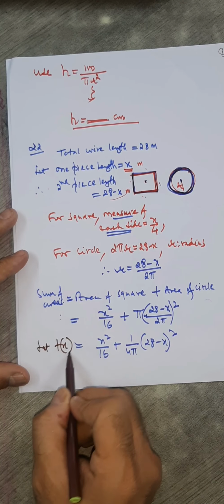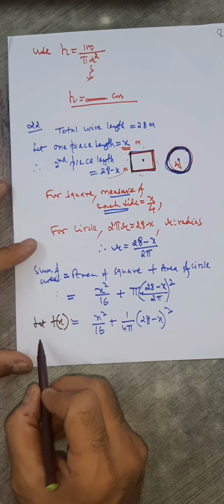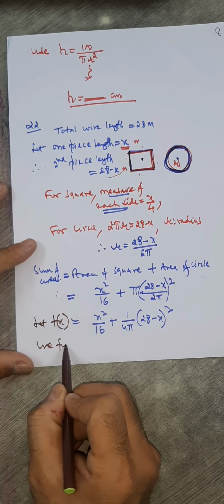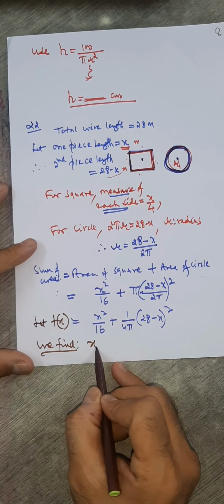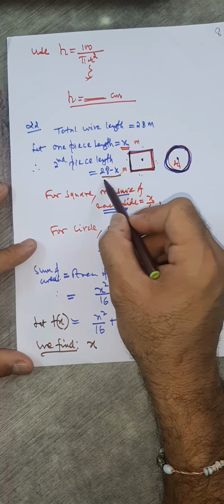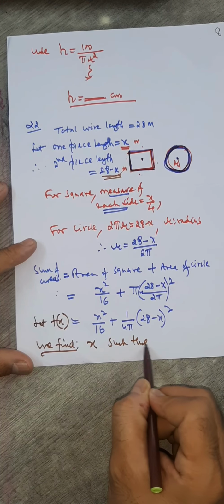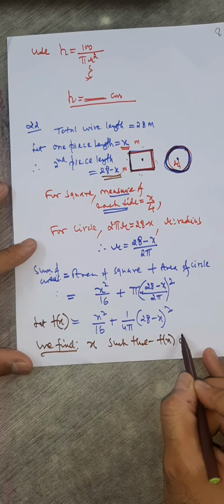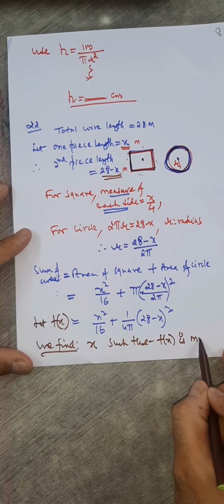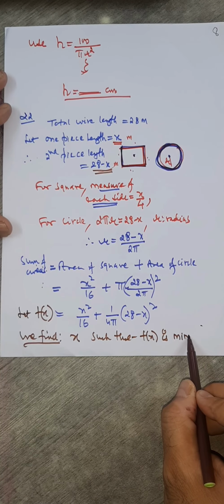Now what we want to do, I'll write just for you. What is the question here? We find the lengths of these two pieces, that is, we find x. Once you get x, immediately you will get the 28 minus x. We find x such that the sum of the areas, that is f of x, is maximum or minimum. This much you can do now after doing so many questions.